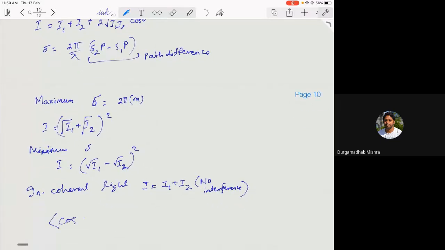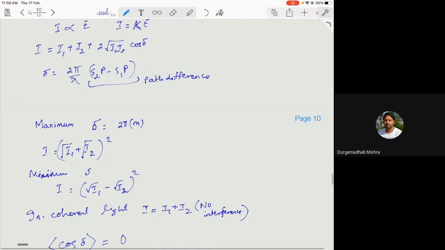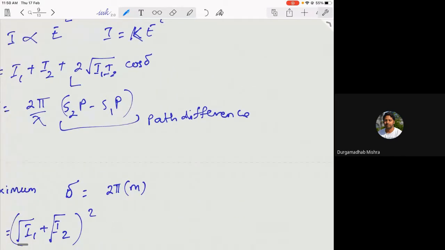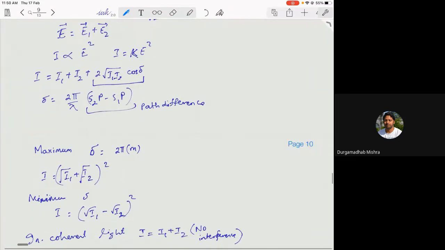and in that case the cosine delta average will be 0, because it is always a random value. When you average at a point over time, this cosine delta will be equal to 0. That's why the term that comes here is only possible if the source or your wave is coherent. If it is not coherent, this part will always be 0, and you get just a sum I1 plus I2.